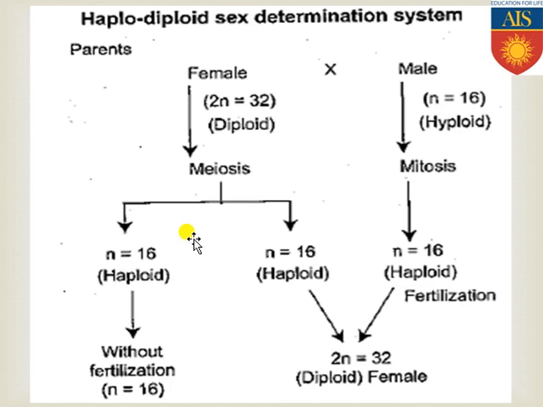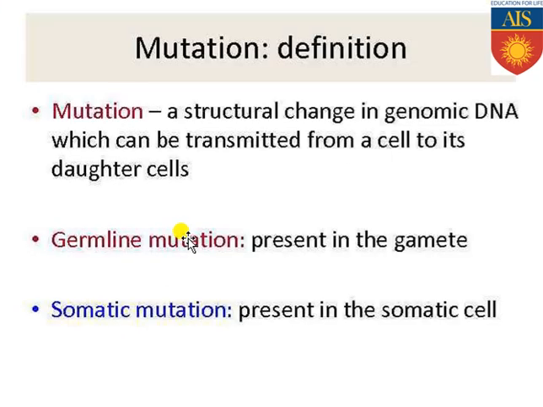Coming to the next important point, because after sex determination we are entering the next part, that is mutation. What is mutation? Mutation means a structural change in the genomic DNA which can be transmitted from one cell to its daughter cell, or from one organism to its next daughter organisms. So mutation is actually a sudden or abrupt structural change happening in the DNA, or in the genetic makeup of any organism. Sometimes it will be transmitted to the next generation, and sometimes it will not.